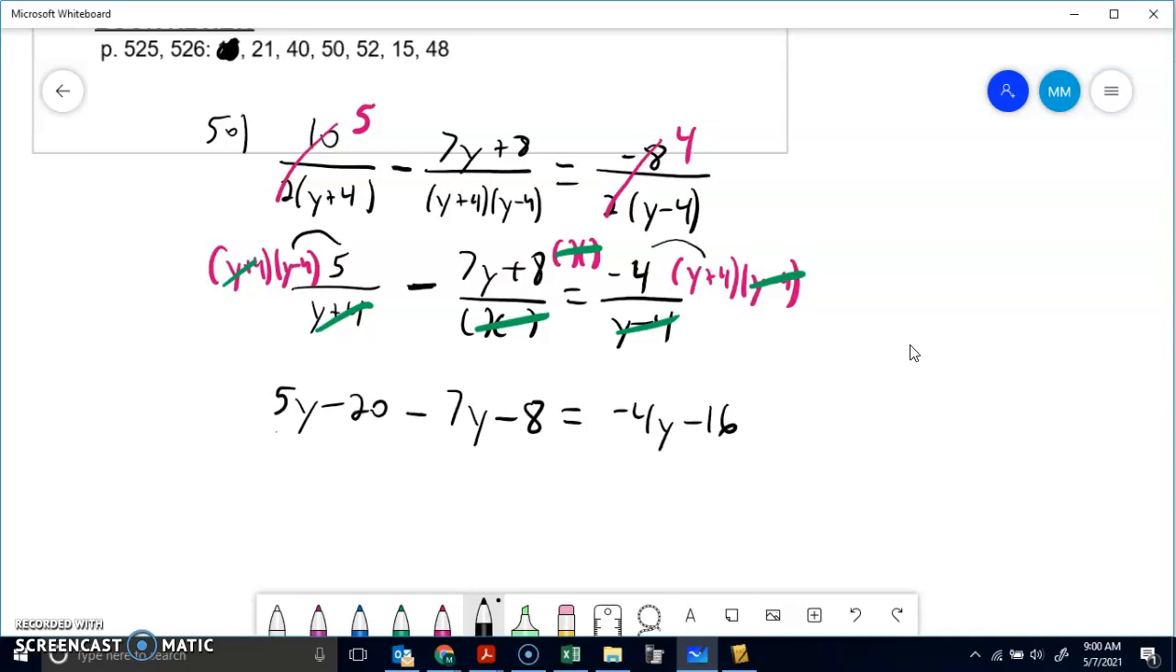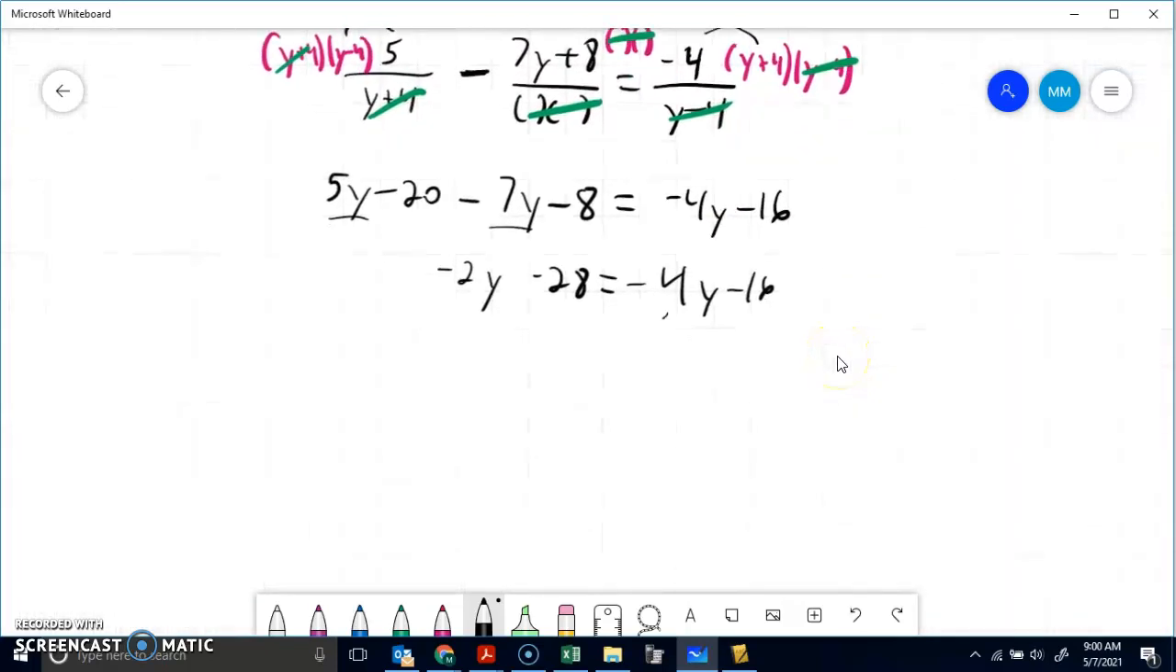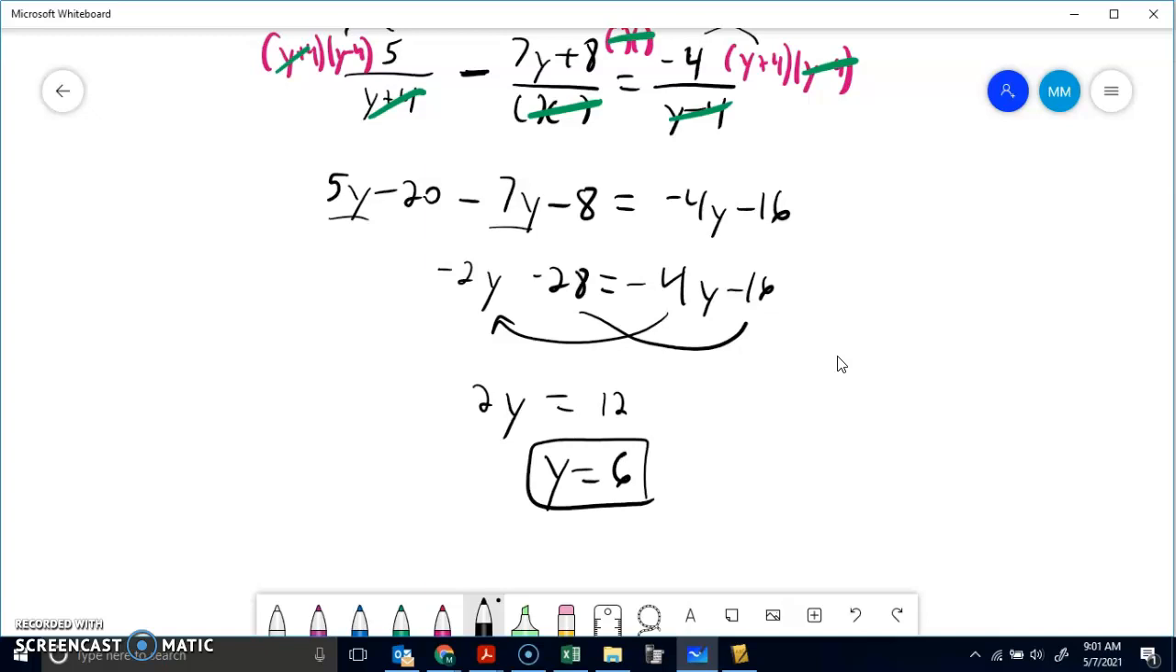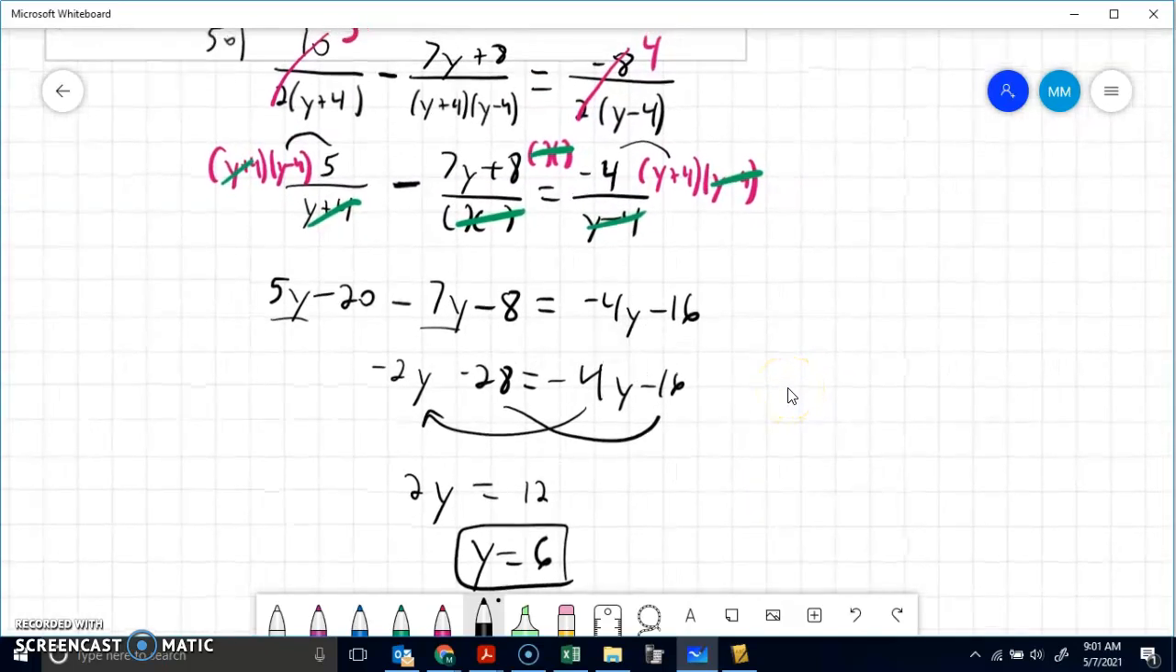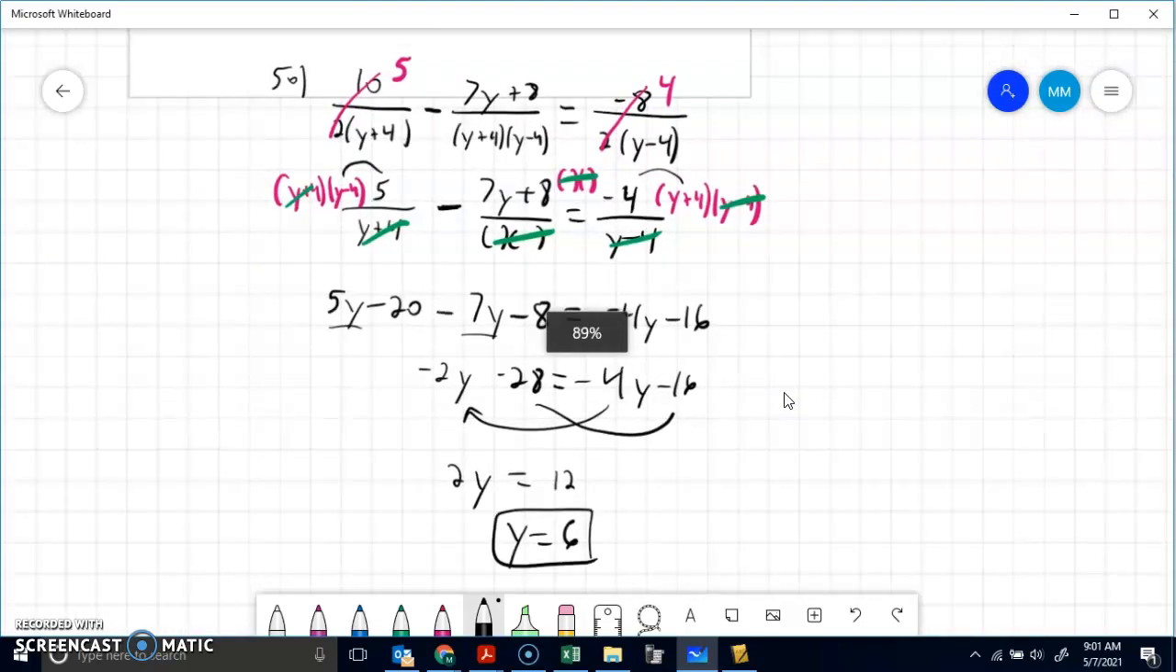Alright, let's clean it up a little. I got a couple like terms to combine. Negative 2y minus 28 when I combine like terms. And then, should be an easy algebra 1 solve from here. I'm going to add the 4y over, giving me 2y. I'm going to add the 28 over, giving me 12, and I get y equals 6, which is not an extraneous solution. It's not a restriction. So it's just y equals 6. Okay?